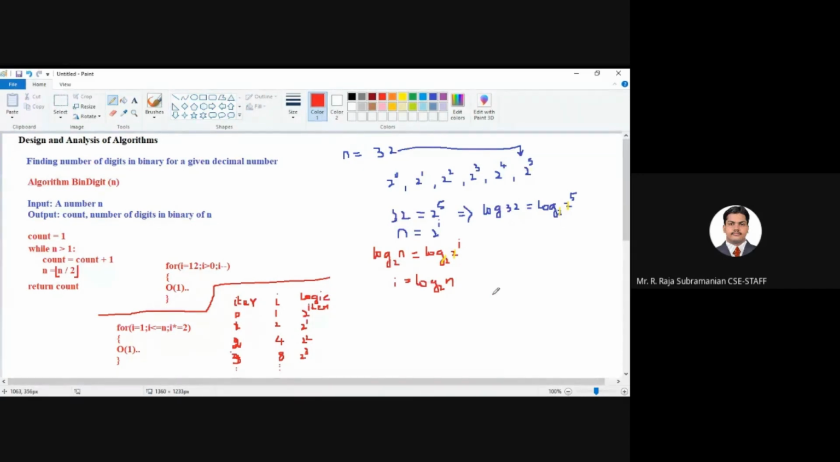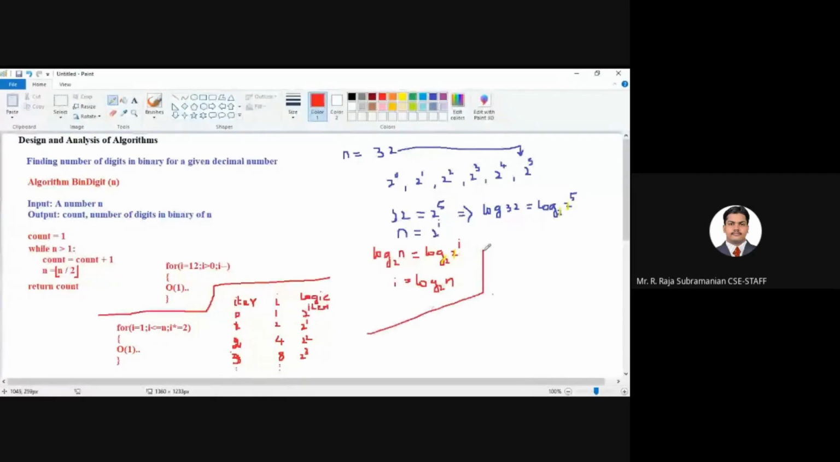Now, using these kinds of examples, you should say what is the complexity of finding the number of digits in binary. What will be the complexity of finding the number of digits in binary? Log n. But here I explained using multiplication. I'll also explain with respect to division, only the reverse term.